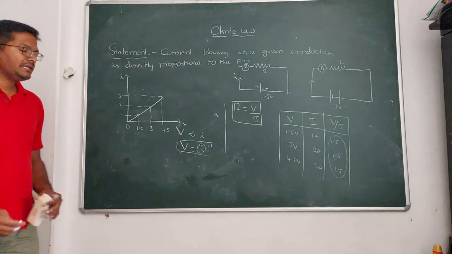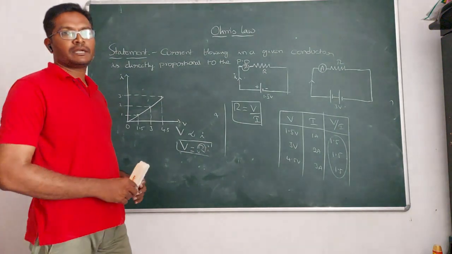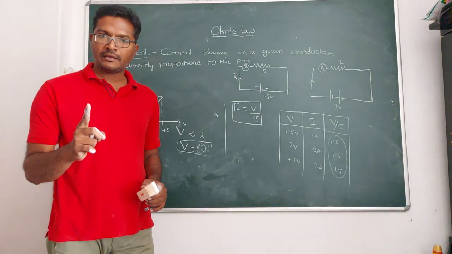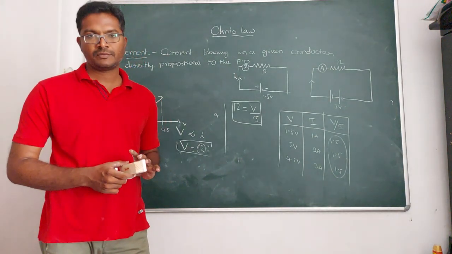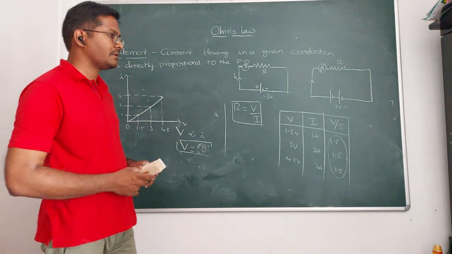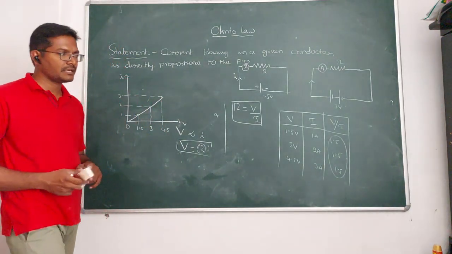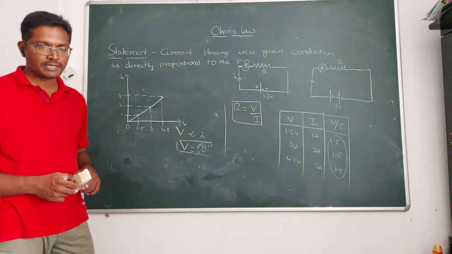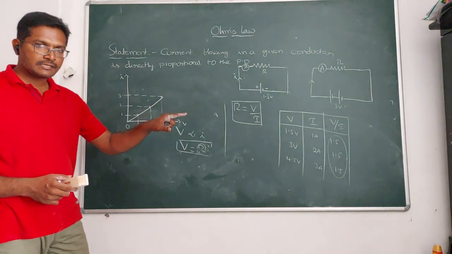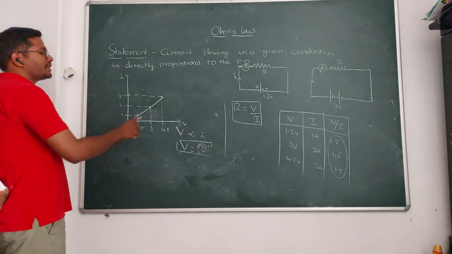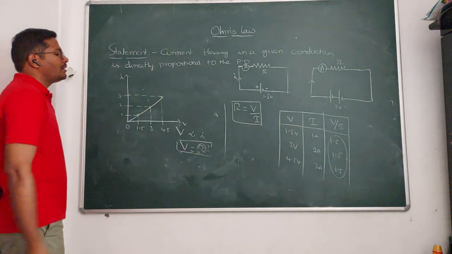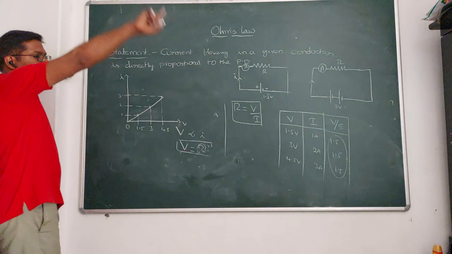When you are conducting Ohm's law, you have to do it at constant temperature. You have to maintain a constant temperature because resistance depends on the temperature. Here we are taking resistance as constant. In order to maintain constant resistance, you need to make the temperature constant. When you make the temperature constant for a metallic conductor, the VI graph is linear.